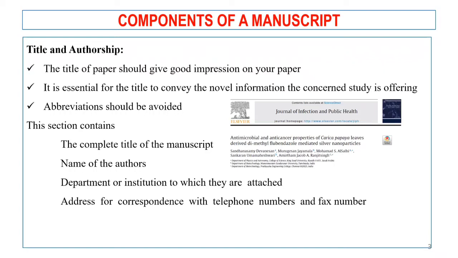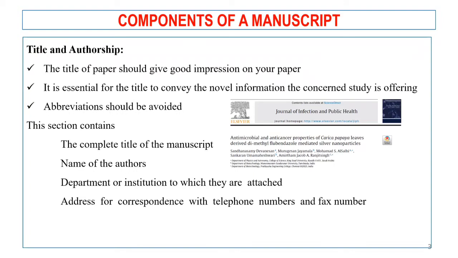The title and authorship section contains the complete title of the manuscript. Second, you have to add the names of the authors and the department or institution to which they are attached, that is, where they are working. You also have to give the address for correspondence, with a telephone number and fax number if possible.